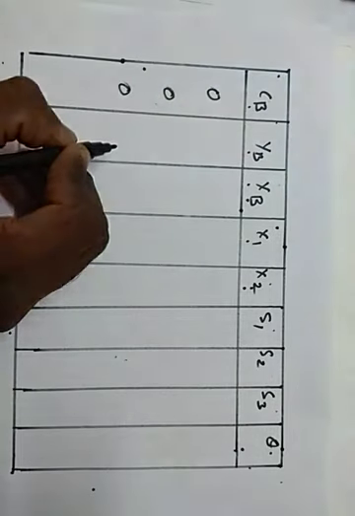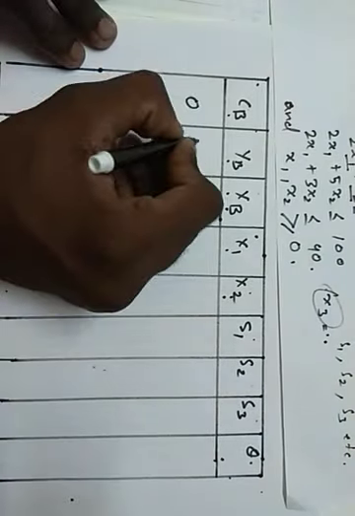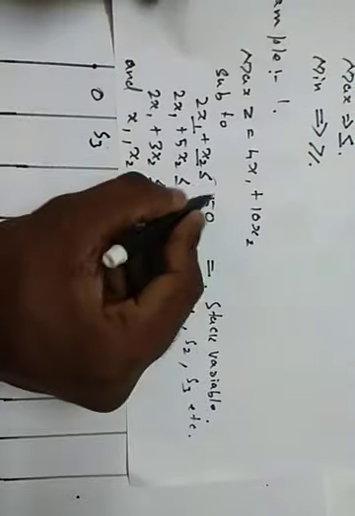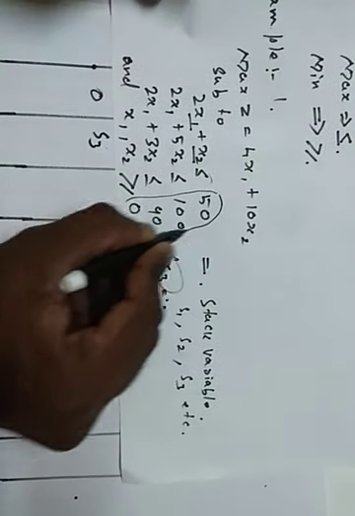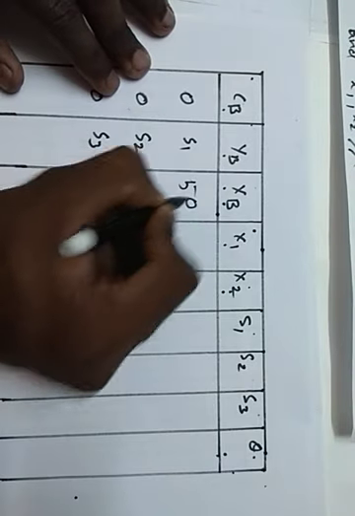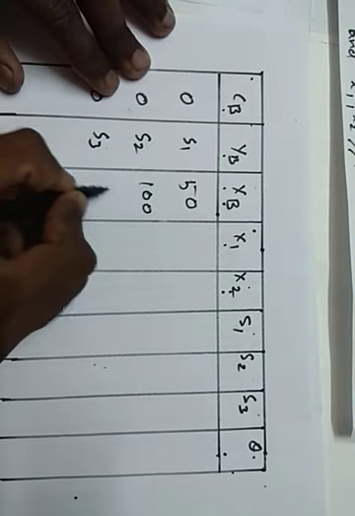Next, YB. YB is nothing but the slack variable representation S1, S2 and S3. XB is the basic variables, which are these ones. So 50, 100 and 90.